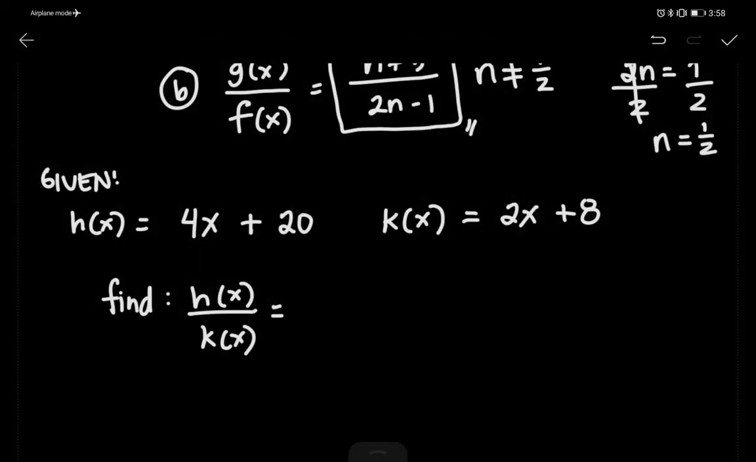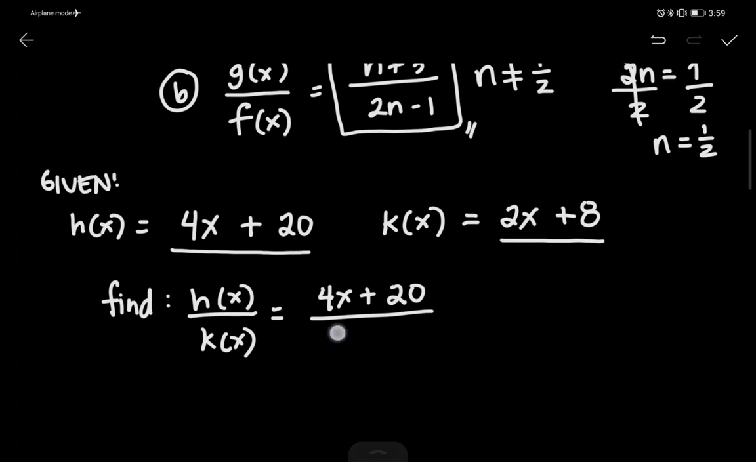Okay, so let us have another example. We have here given functions h of x is equal to 4x plus 20 and k of x, which is equal to 2x plus 8. So let us find the value of h of x divided by k of x. Same as usual, we're just going to substitute the value of our first function, 4x plus 20, and our denominator k of x, which is 2x plus 8.